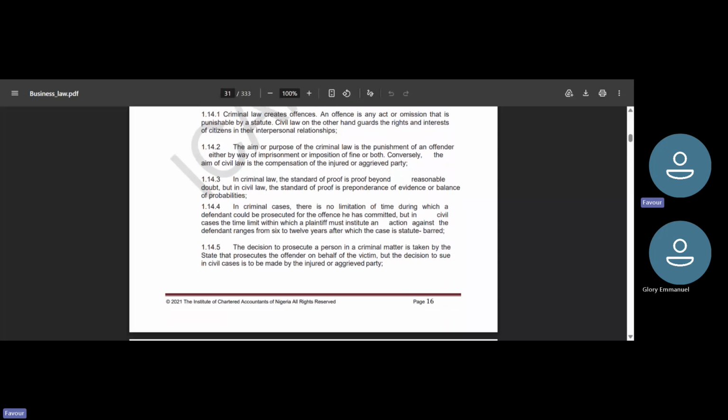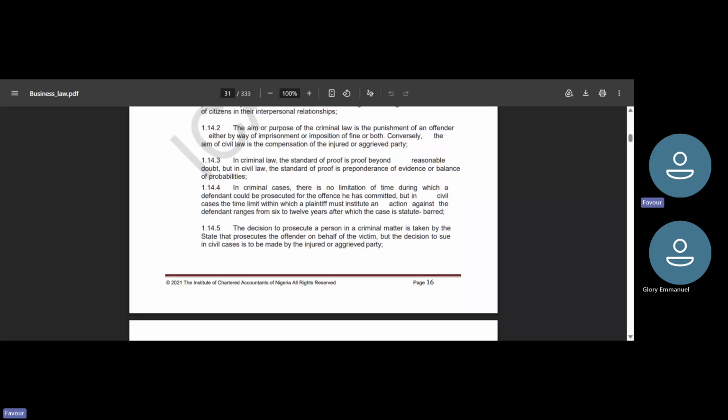So the next distinction is that in a criminal case, there is no limitation of time during which a defendant could be prosecuted for an offense he has committed. Maybe he committed an offense 10 years ago, and the case is in court now, so there's no limitation of time. But in civil cases, there is a time limit in which a plaintiff must institute an action against the defendant, and it usually ranges from 6 to 12 years. So if it's above 12 years, you know that, oh, you have exhausted the limit.